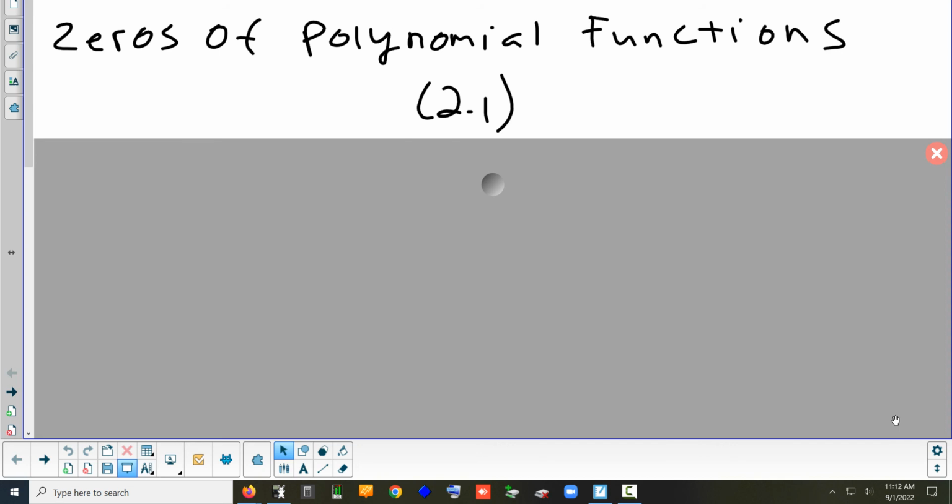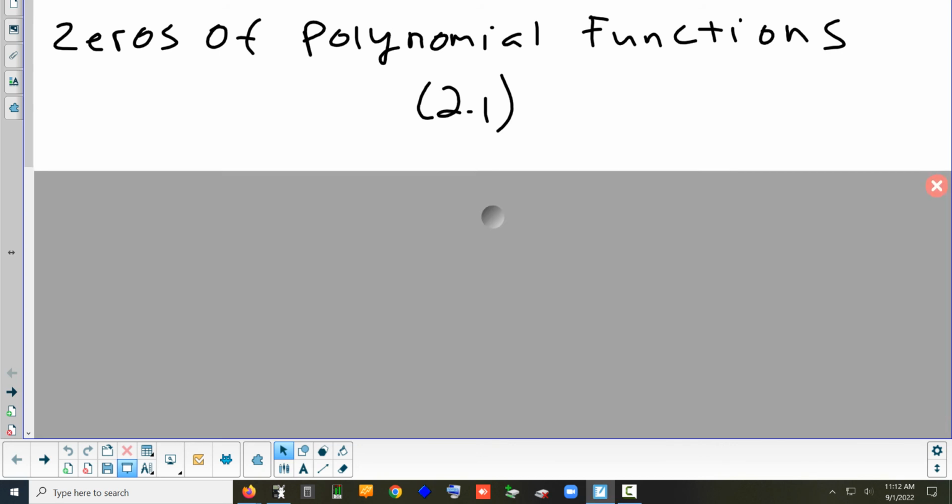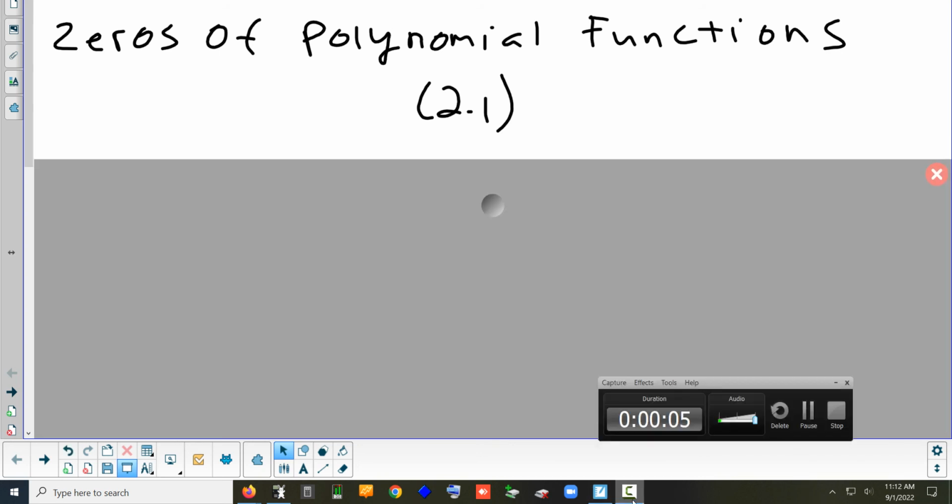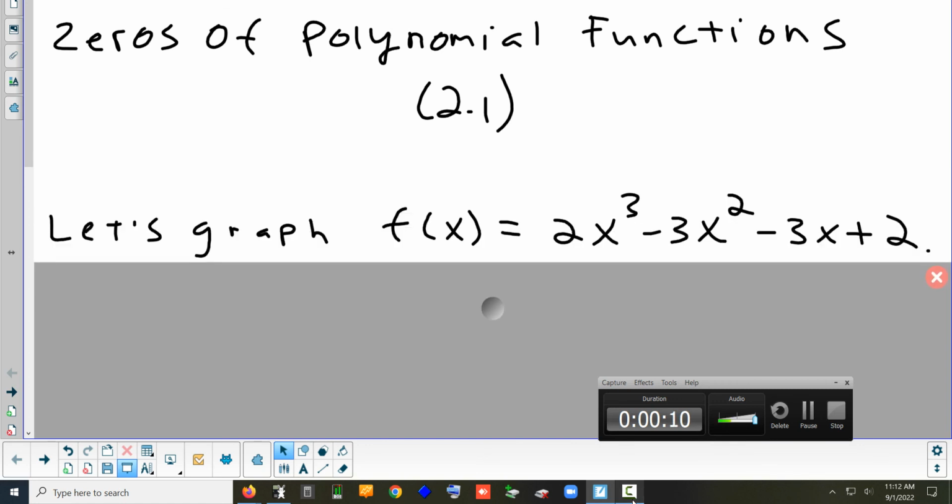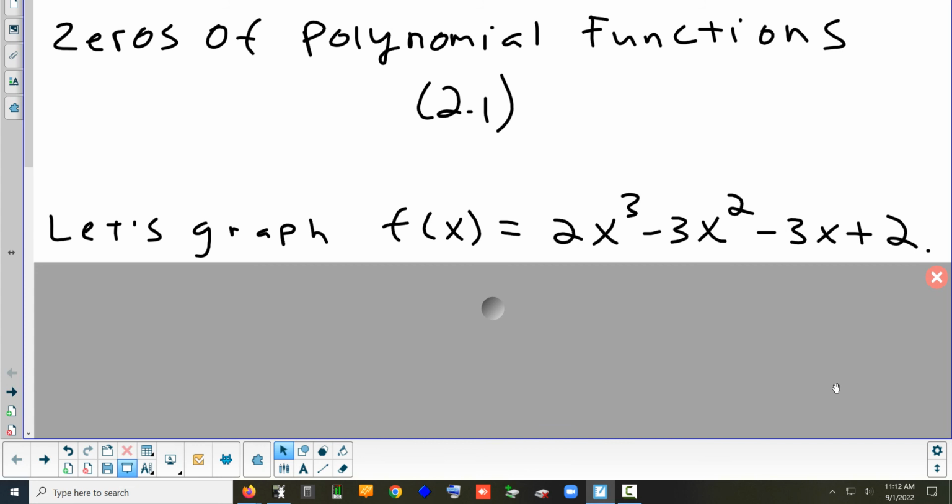Okay, so first thing we're going to look at in section 2.1 is what's called zeros of polynomial functions. So let's take a look at this graph and just see what it looks like. Let's just draw it.